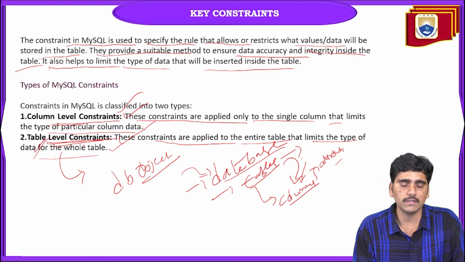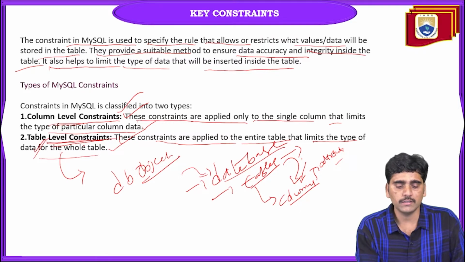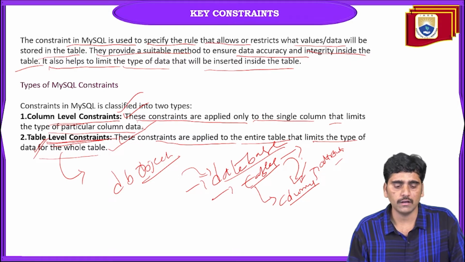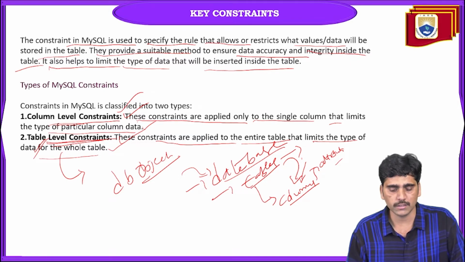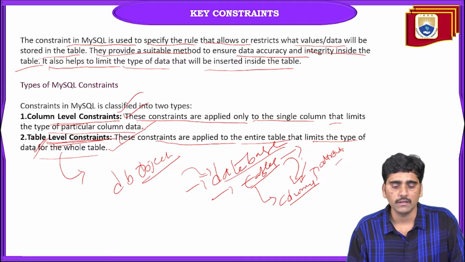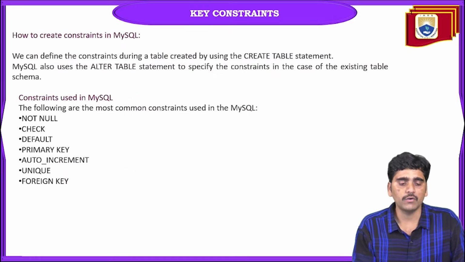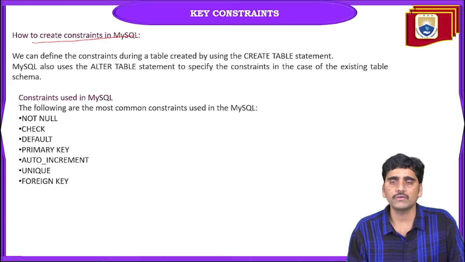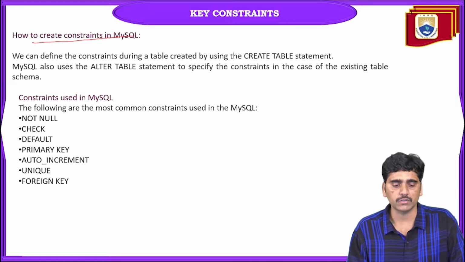So that's why you can say the table level constraints, and these are the column level constraints. So we can see how column level constraints are applied and how the table level constraints are applied. So we'll see the different types. First of all, how to create constraints in MySQL.